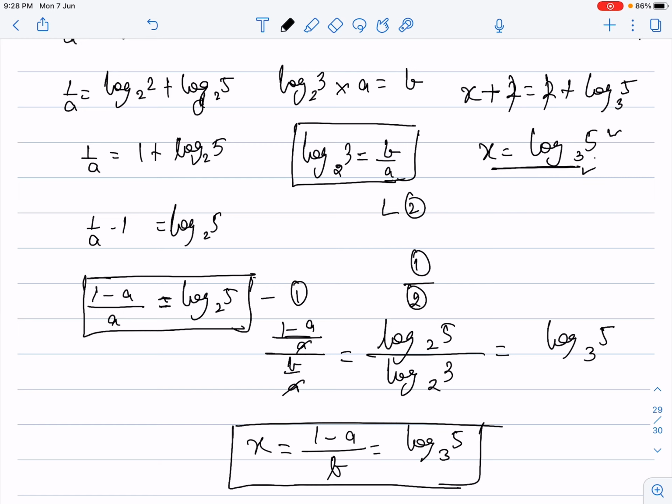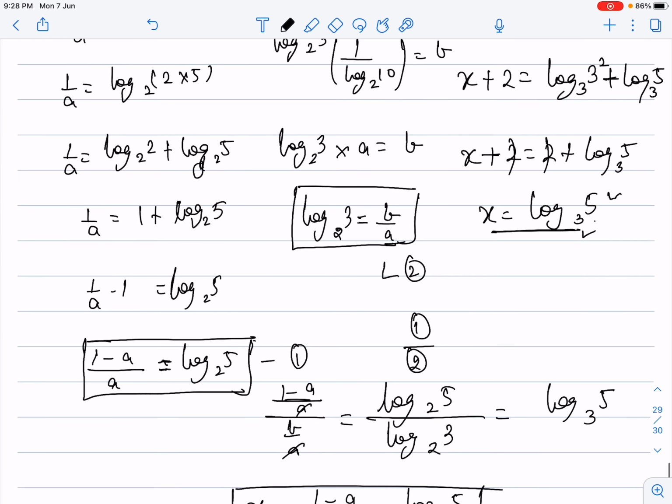Hope you guys have understood it, because we know x is equal to log of 5 base 3. Hope you guys have understood it and enjoyed it.